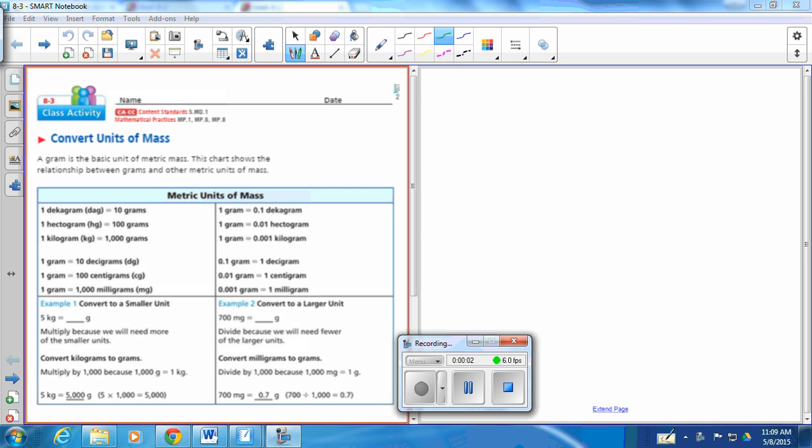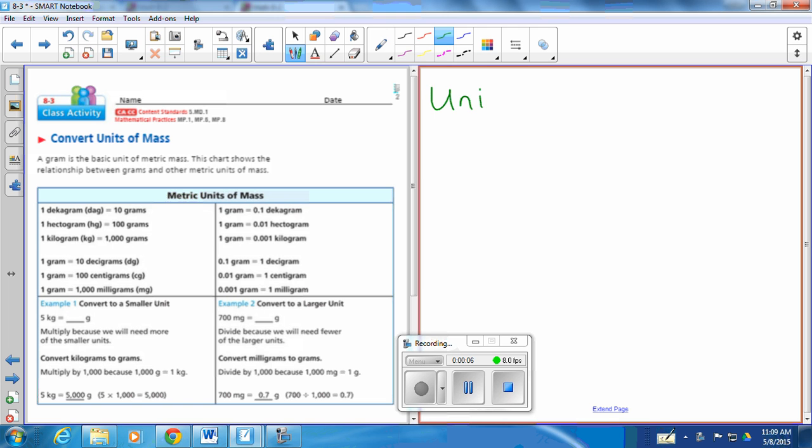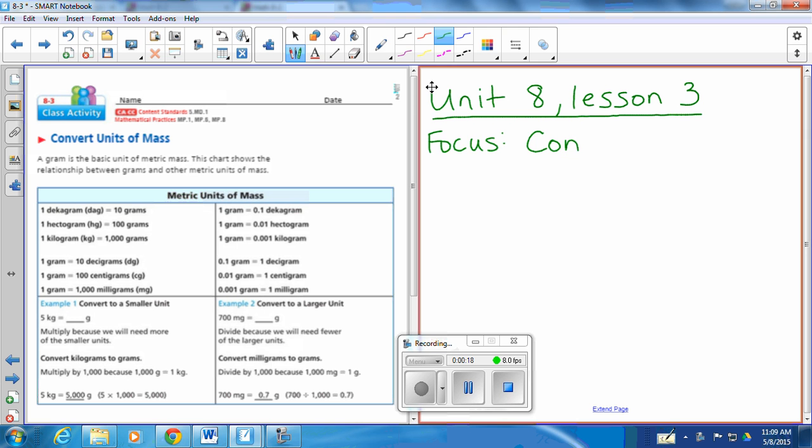Okay, mathematicians, so today we have Unit 8, Lesson 3. And today our focus is very similar to the last 2 days. We are going to convert, which means to change, among metric units of mass.